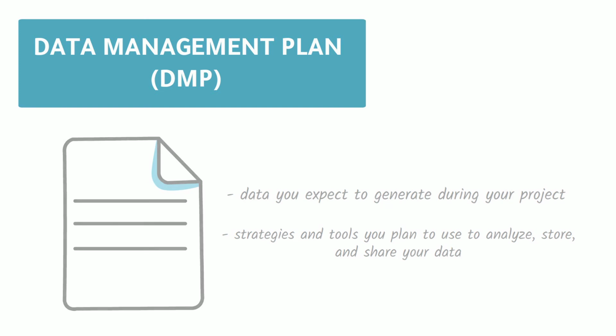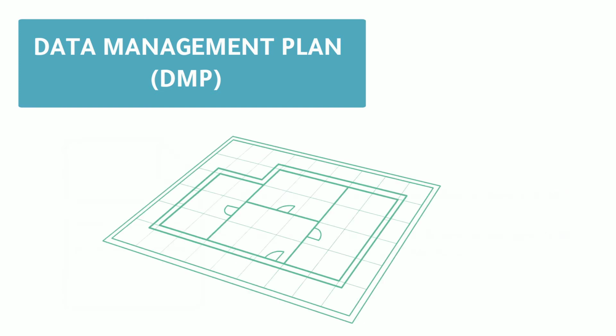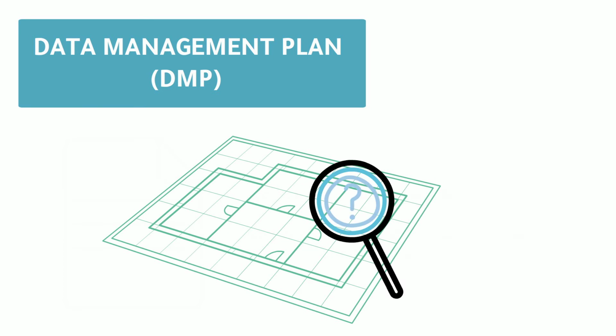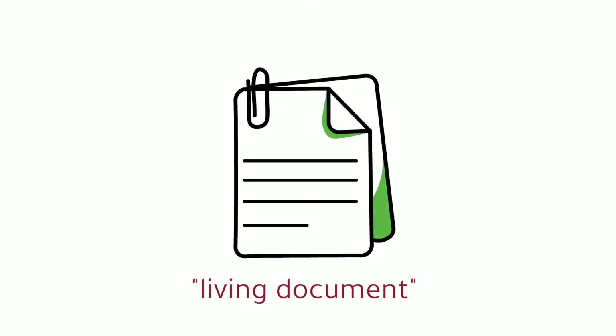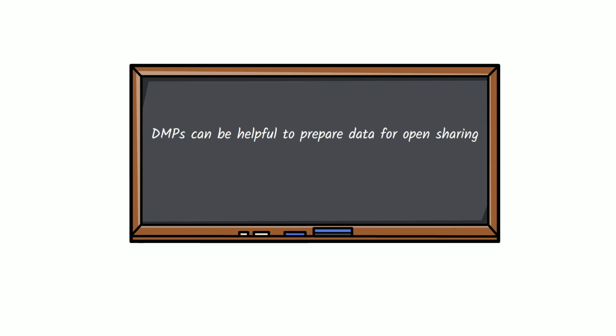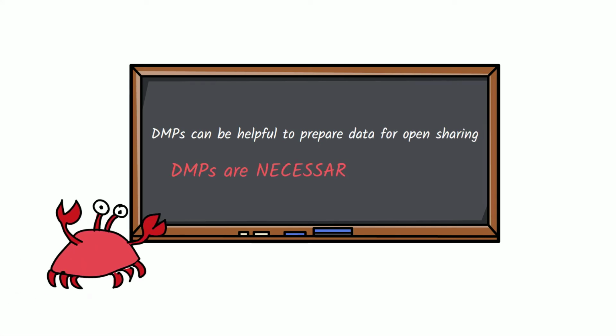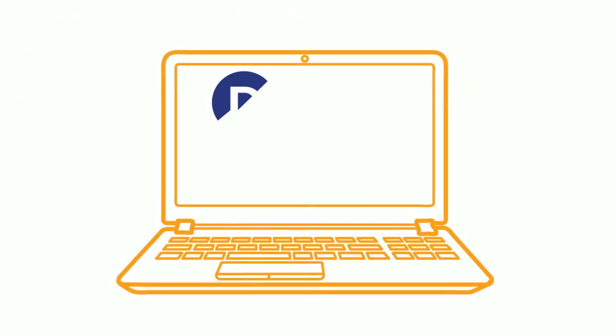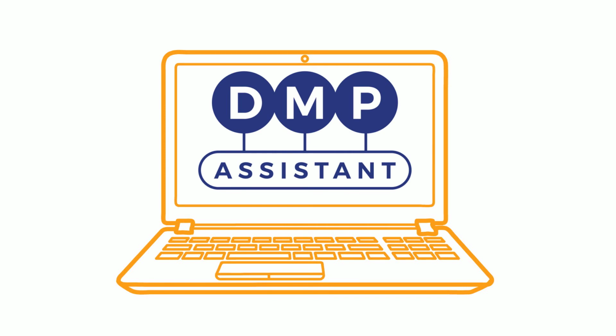In other words, a DMP helps you manage your data throughout the lifespan of your project and addresses issues related to data management by creating a plan before starting your research. A DMP is a living document that reflects any changes or modifications you've made during your research. DMPs can be helpful to prepare research data for open sharing, but DMPs are necessary, whether data is made open or not. One of the tools that can be used to create and manage a DMP is DMP Assistant.